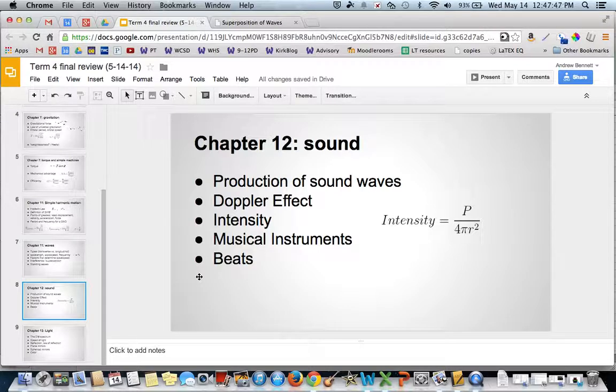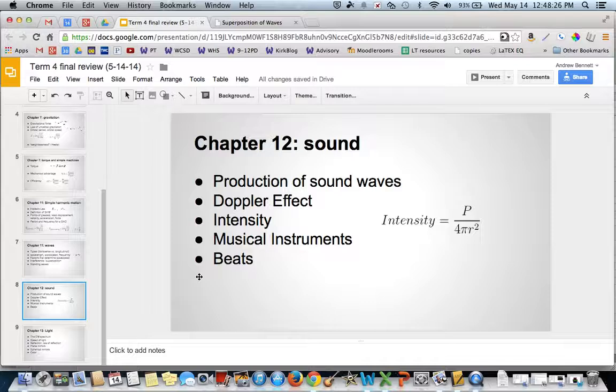So how do we produce sound waves using vibrations, that kind of thing. The Doppler effect, the idea that we have this frequency shift that's an increase in frequency when something moves towards you and a decrease in frequency when it moves away from you. Intensity of a sound, that's the power divided by the area of the sphere over which that power is spread. So power over 4 pi r squared. This is one of the inverse square laws. As we get farther away, the intensity of a sound decreases as the square of the radius increases.